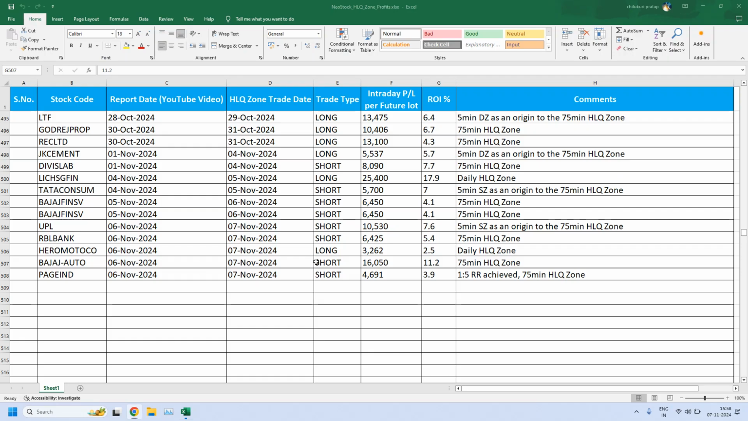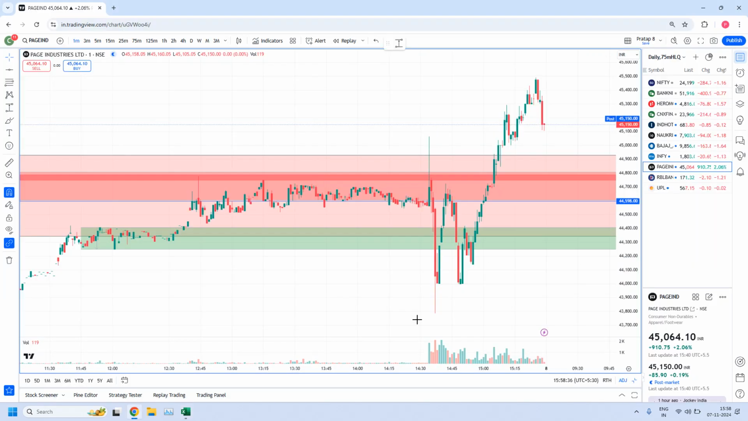And Page Industries has given 1:5 RR. We have achieved 1:5 RR. For 1:5 RR, it has given 4,691 rupees, which is 3.9% ROI based on one future margin cost, almost close to 4% ROI. Some 3.93 or 3.94 is the ROI. So these are the successful trades from today.